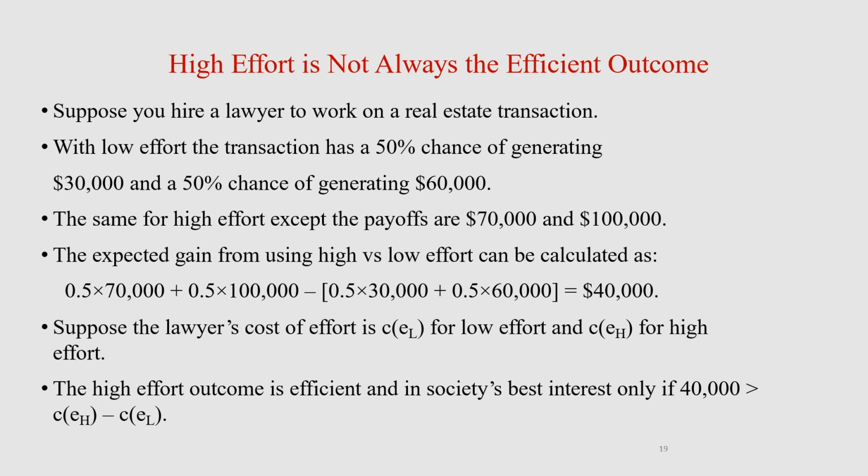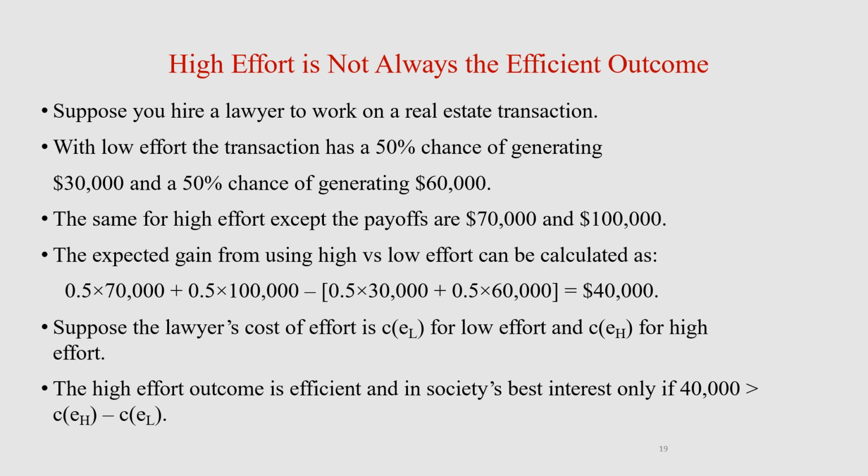The expected gain from using a high versus low effort can be calculated as 1/2 times 70,000 plus 1/2 times 100,000 minus 1/2 times 30,000 plus 1/2 times 60,000. So in other words, 1/2 times 40,000 plus the other one is 1/2 of 40,000 again. So it is 40,000.